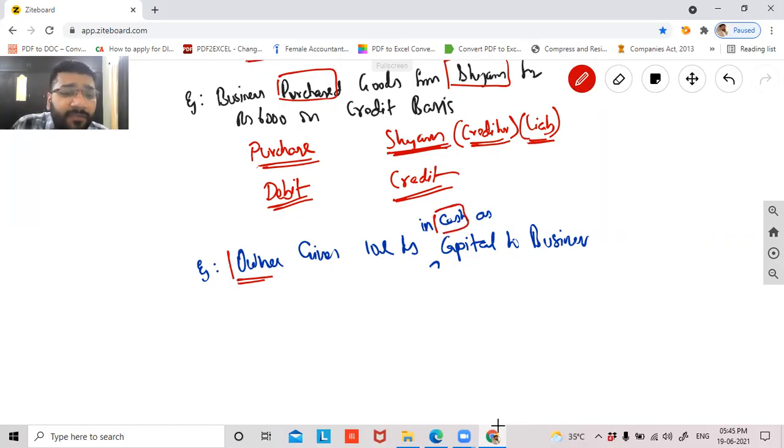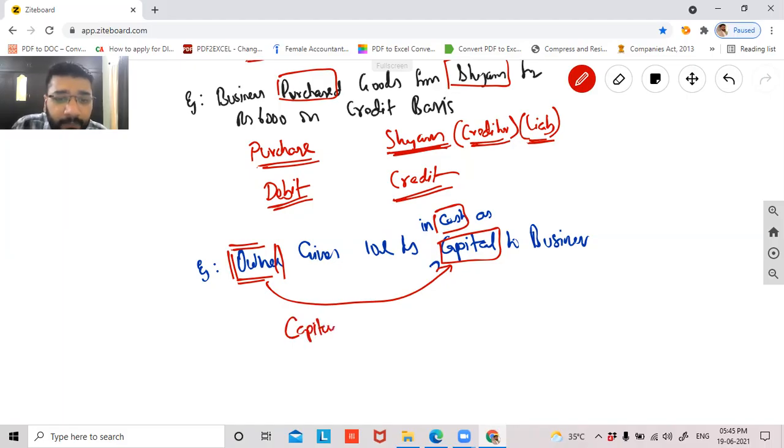And whenever, guys, in any business financial transaction, wherever you come across owner, it means capital. Anything that is happening between the owner and the business will be routed through the capital account. So owner is equal to capital. So can I say the account that is affected here is capital account and cash account? Owner entity means capital only, sir.